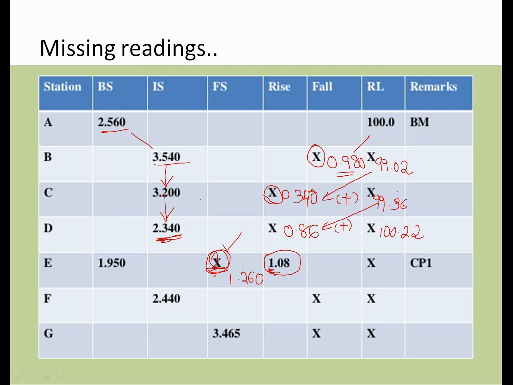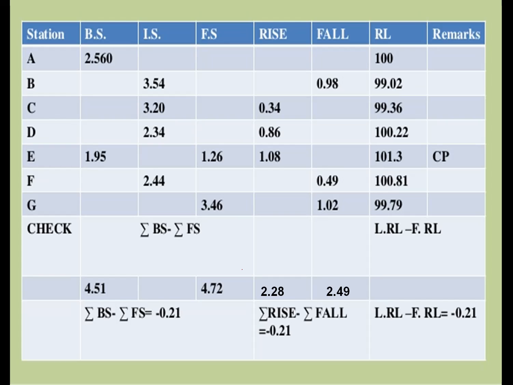Hope you have understood how you can continue with this problem. If you continue doing this, your answer will look like this. You can find all the missing data and all those RL values, and after that you have to do the arithmetic check. For that, you have to find the sigma backside and sigma foresight values, and also sigma rise and sigma fall values, and check whether the difference between sigma backside and sigma foresight is equal to sigma rise minus sigma fall, which is equal to last RL minus first RL. If the check is okay, then your work is okay.